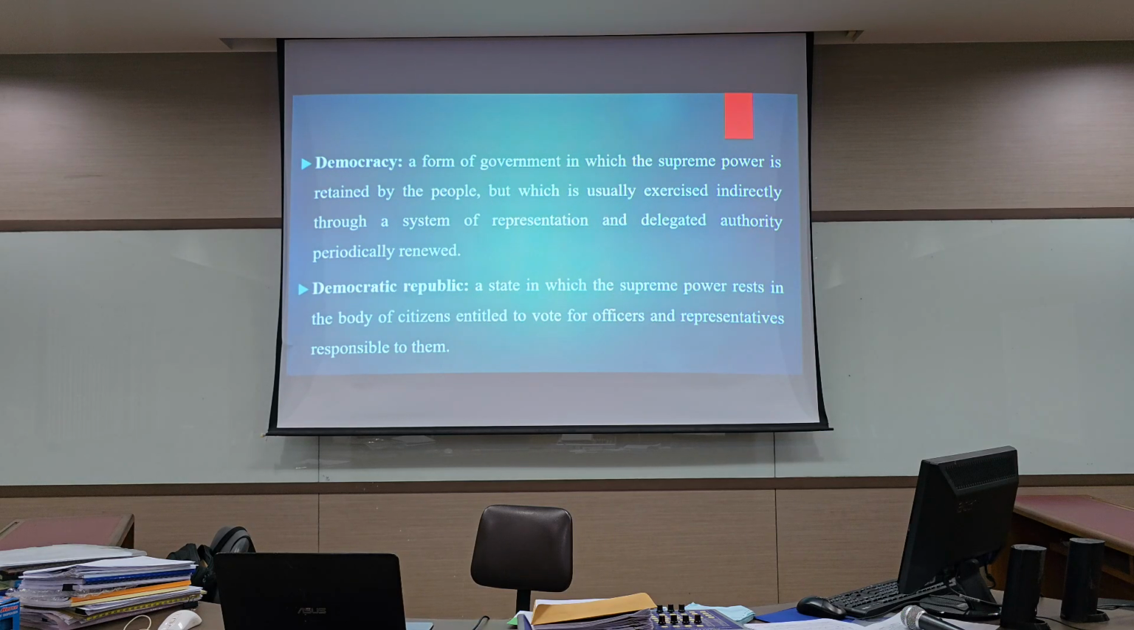Democracy. We all know this one. A form of government in which the supreme power is retained by the people. Oh, this is how they deceive us. Retained by the people, but usually exercised indirectly through a system of representation, delegated authority periodically renewed or reviewed. That means voting. But don't forget, most philosophers don't like democracy because they say government of the people means the majority. What is the content of the majority? You just give people money or indomie. They don't bribe to get the vote. They vote free and fair. But in African settings, we configure our political system differently.